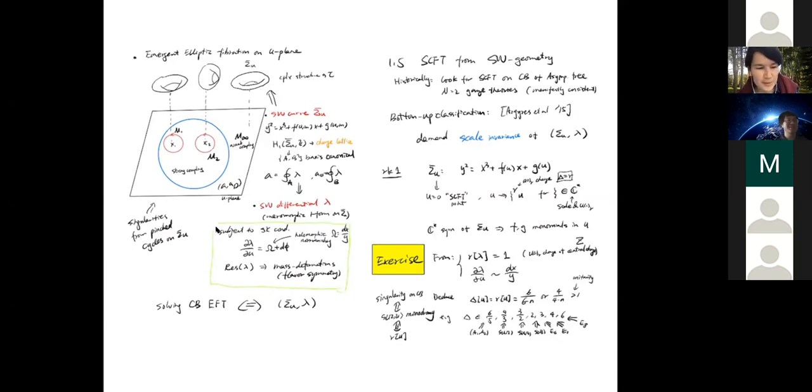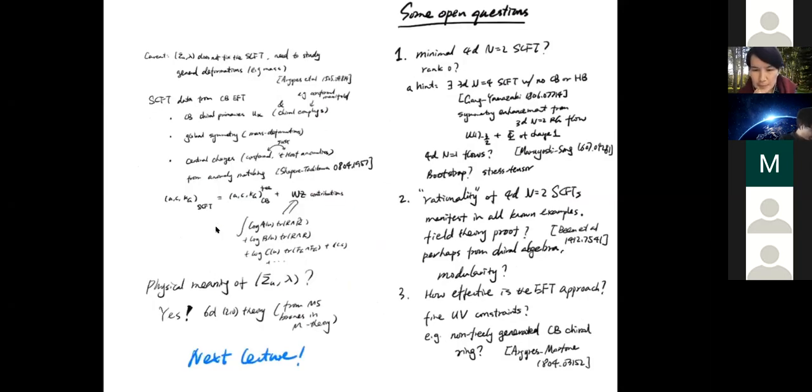That's a good question. Okay, all right, so we'll just have one more slide. There are some caveats. Here I've been talking about this bottom-up approach to classifying superconformal field theories using Seiberg-Witten geometry, namely the Seiberg-Witten curve and differential.